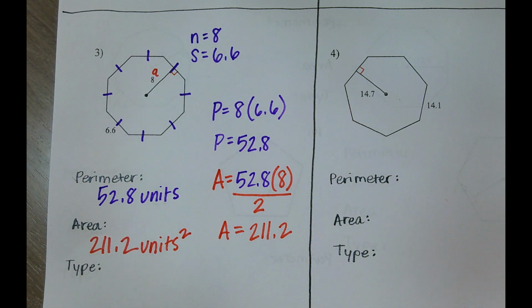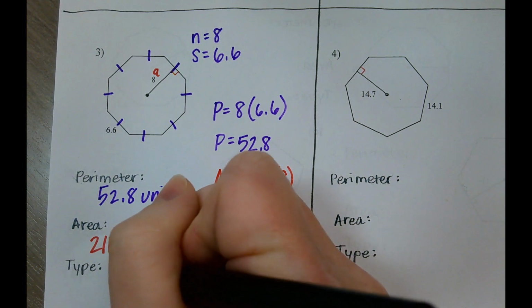And we name the type of shape based off of the number of sides. So what type is this? This is an octagon. I just do the name first because that's the easiest way to do it. If you do that, you can just say, oh, there's the number.